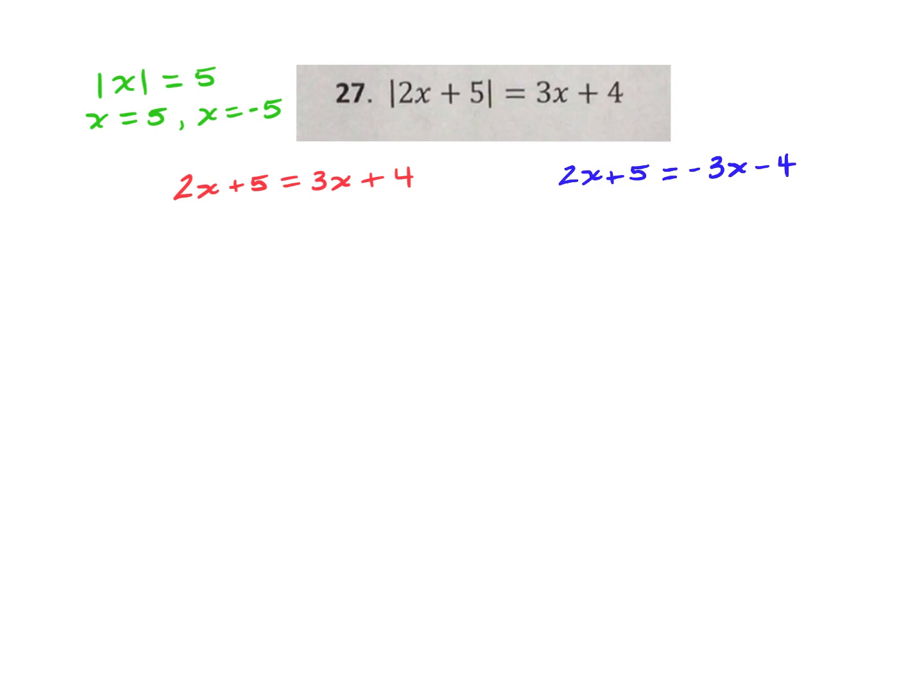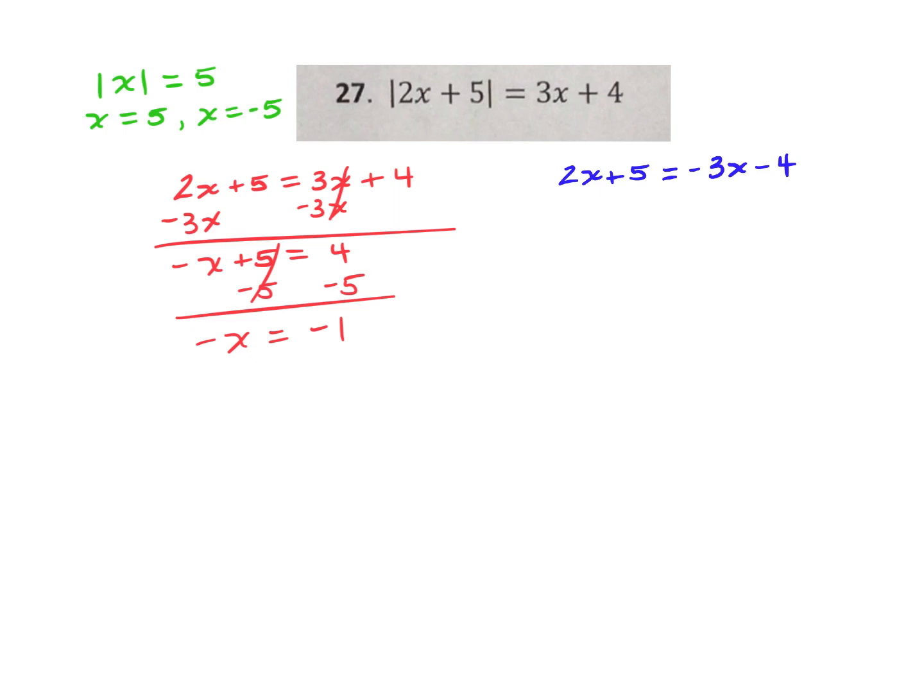So what you have to do there is you have to take the expression that's inside your double lines, your absolute value, in this case that's 2x + 5, and you have to set it equal to 3x + 4. In other words, the first case will always just be dropping those lines and working the problem as you normally would. So I'm going to subtract 3x on both sides, and when I do that, I'm going to get -x + 5 = 4. I'm going to subtract 5 on both sides, and I'm going to get -x = -1, but that means if I divide by -1 there, that x is actually equal to +1.